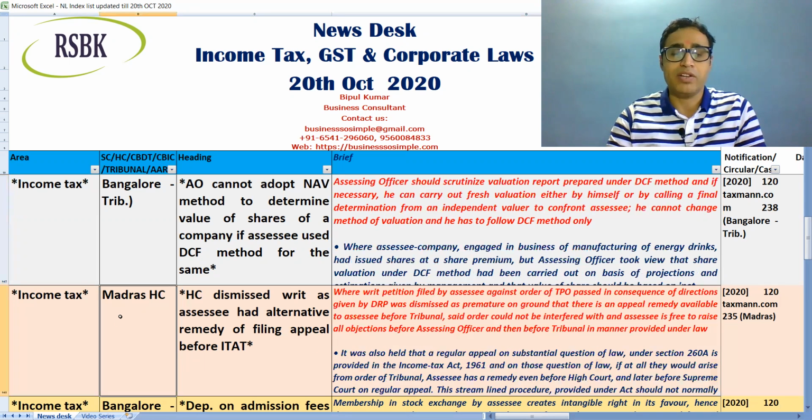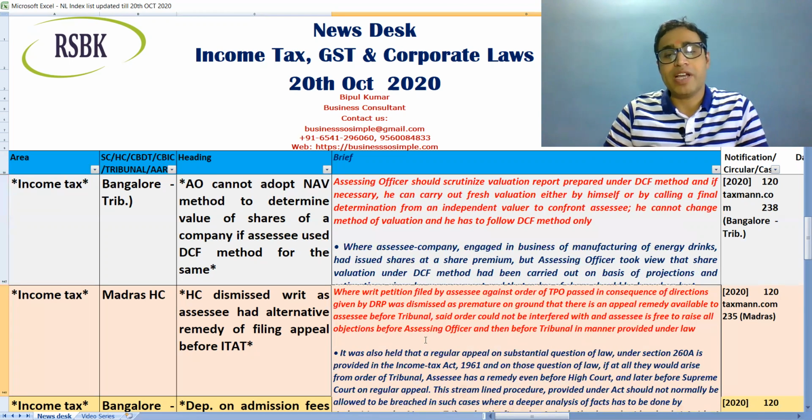In the next case, Madras High Court dismissed the writ as the assessee had an alternative remedy of filing appeal before the Income Tax Appellate Tribunal. Where a writ petition filed by the assessee against the order of the transfer pricing officer, passed in consequence of the direction given by the dispute resolution panel, was dismissed as premature on the ground that there is an appeal remedy available to the assessee before the tribunal, the said order could not be interfered with. An assessee is free to raise all objections before the assessing officer and then before the tribunal in the manner provided under law.